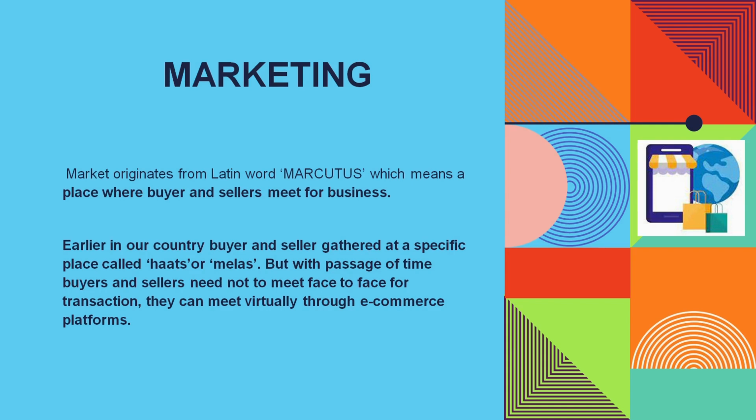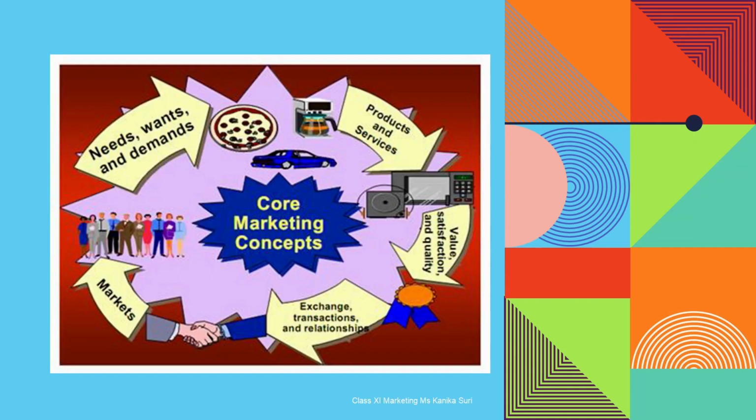So in the second para, we also see that earlier in our country, buyers and sellers gathered at specific places called hats or melas. But with the passage of time, buyers and sellers need not meet face to face for the transaction. Nowadays, we have the facility of buying goods and even services through e-commerce platforms. It can be any app, it can be any website. A few examples are Amazon, Flipkart, Myntra, and others, right?